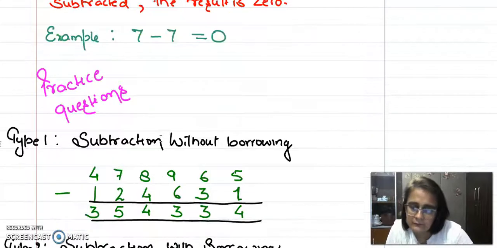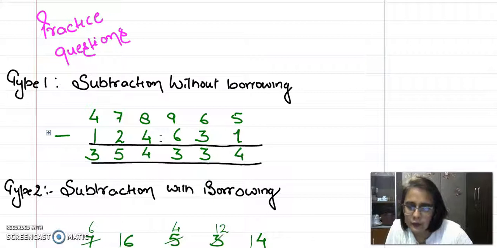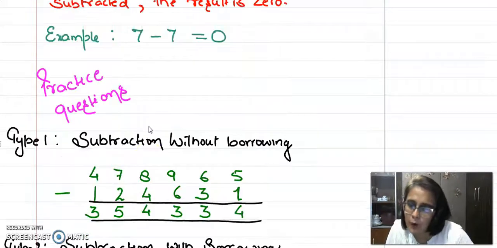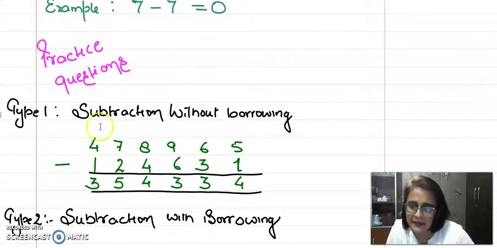Now let's see further. Now beta, when we subtract, we always get two types of questions. First type is subtraction without borrowing. Second type is subtraction with borrowing. Right? First, let us see our first type, subtraction without borrowing.